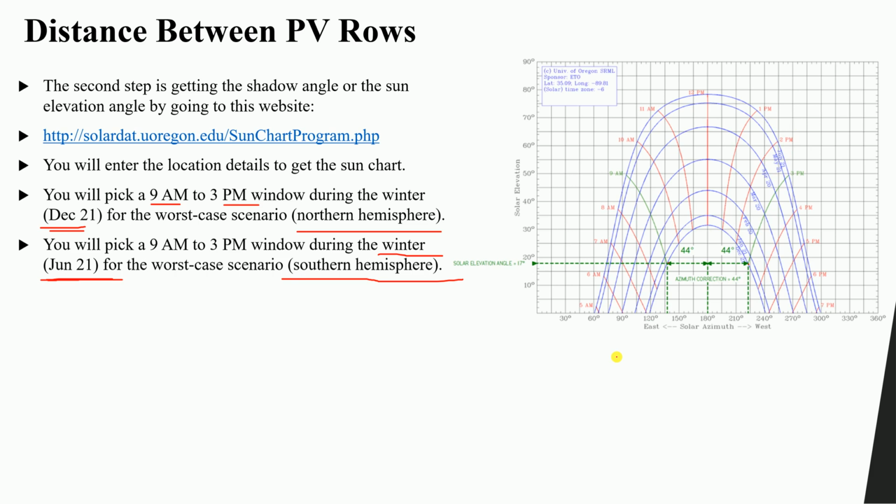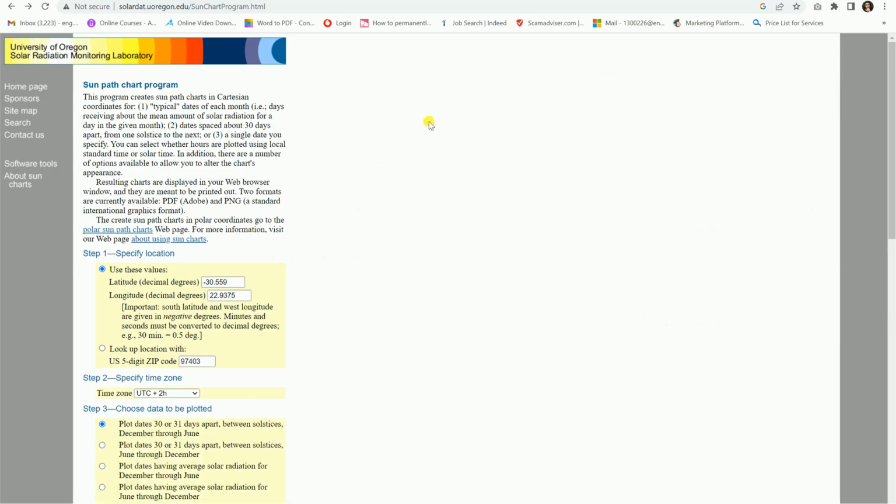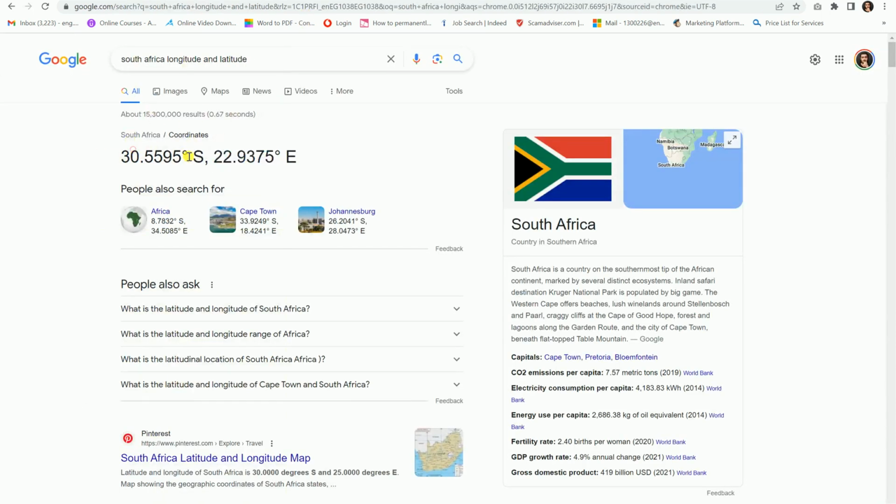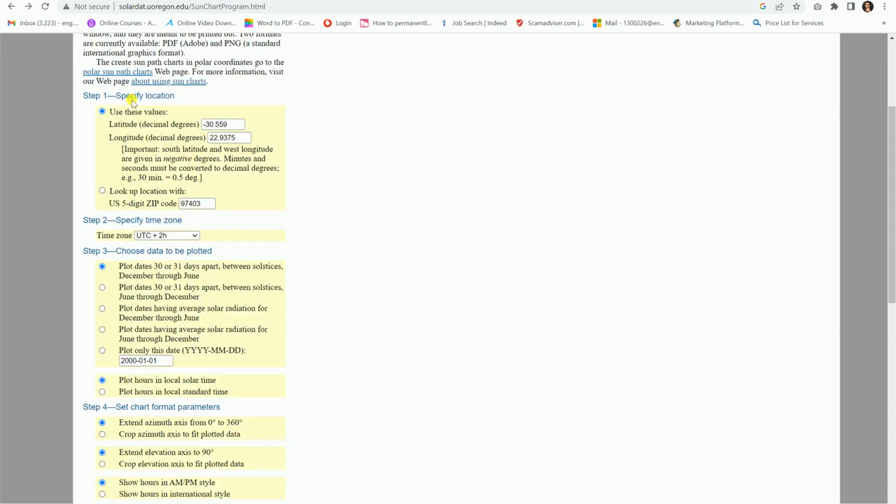Okay, so let's have an example on the sun chart for South Africa, which is in the southern hemisphere, and see how it looks. As you can see here, the same website, and in this case I'm going to use South Africa. South Africa has this latitude and this longitude, 30.5 and 22.9. Now there is a very important note here: if the latitude is south, you will need to add a negative sign.